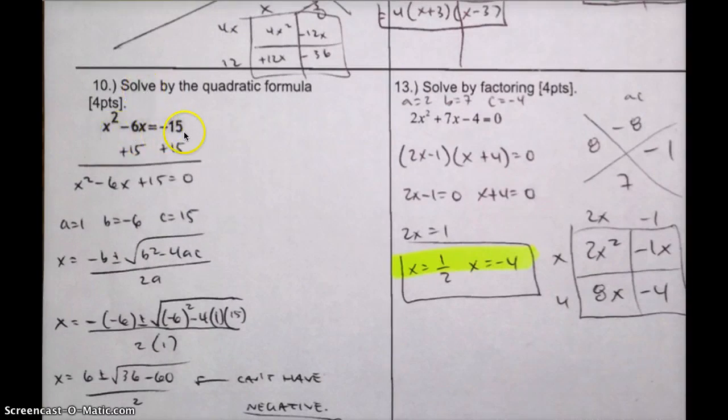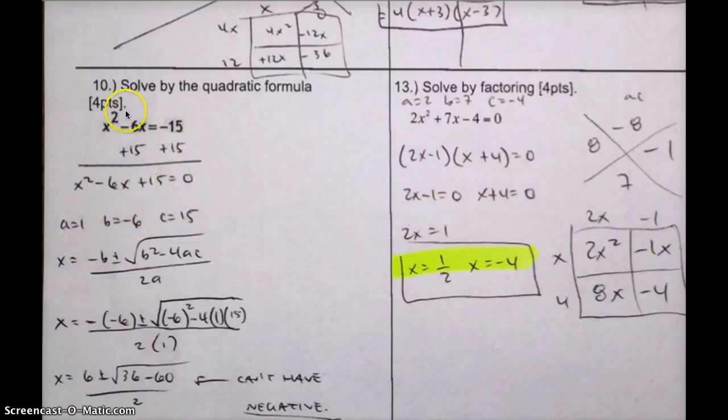The first thing you should recognize is that it's not set equal to 0. So anytime it says the word solve, the quadratic equation must be set equal to 0. To do that, you add 15 to both sides. You get x squared minus 6x plus 15 equals 0. You have A is 1, B is -6, C is equal to 15.